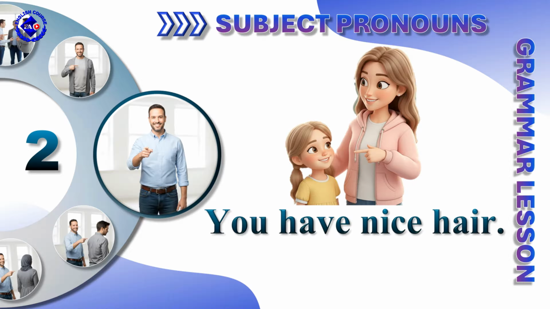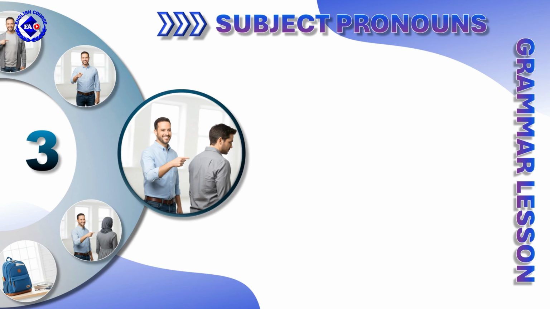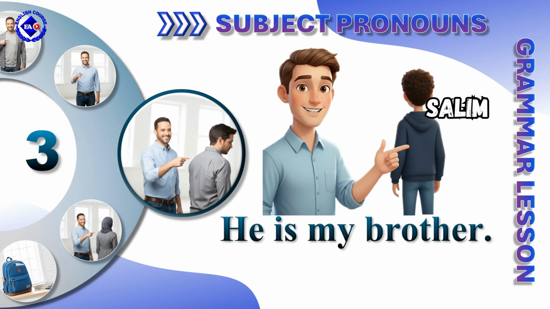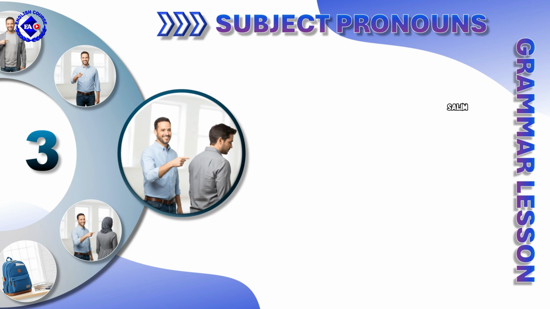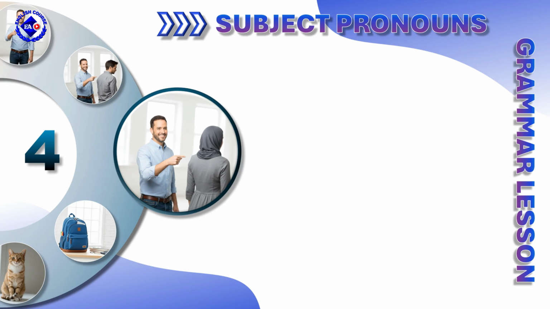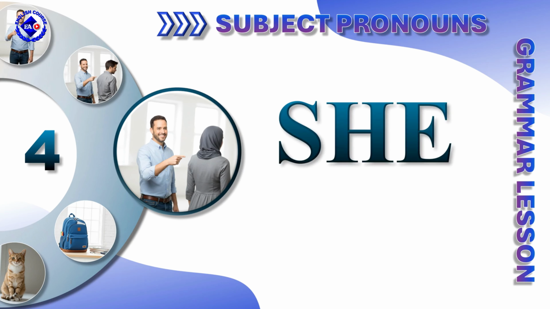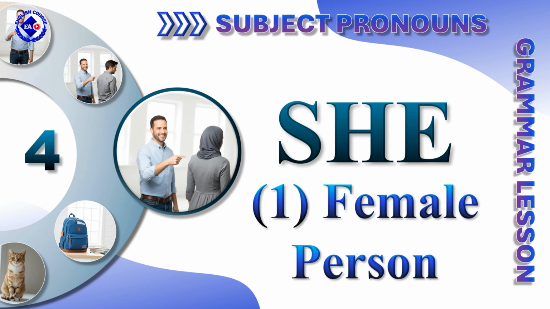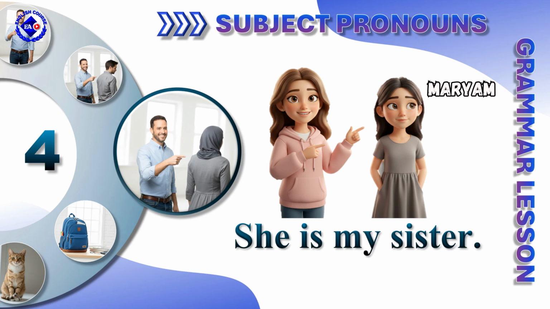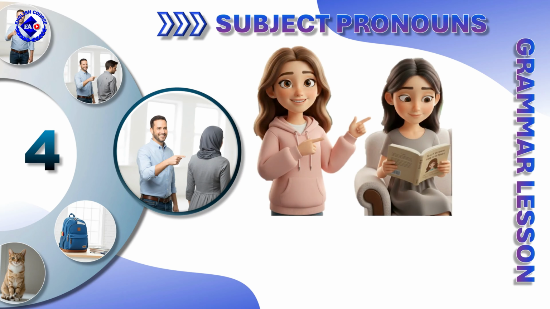But when we talk about someone else, we use two different personal pronouns. If it's one male person, we use he. This is Salim. He's my brother. He's watching TV. But if we are talking about one female person, we simply switch to she. This is Maryam. She's my sister. She is reading a book.